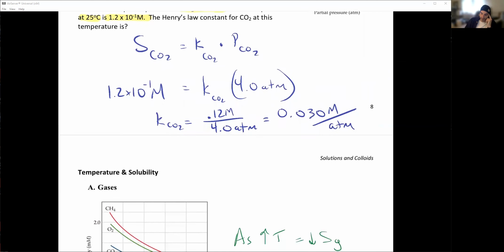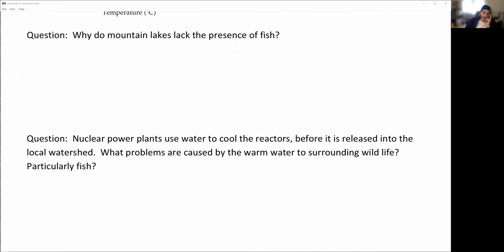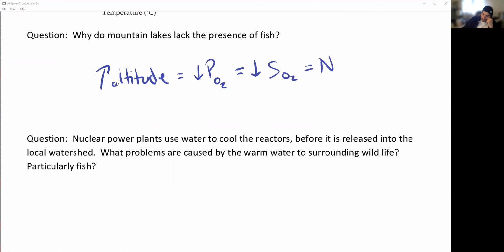That's that calculation. Good. Next up, these two questions. Why do mountain lakes lack the presence of fish? Increasing the altitude does what for the pressure? Increasing altitude means there's less stuff weighing down because we're closer to the atmosphere, or basically closer to space. So it decreases the pressure, in particular the pressure of O2. Decreasing pressure has this same effect on solubility, so we decrease the solubility of O2.